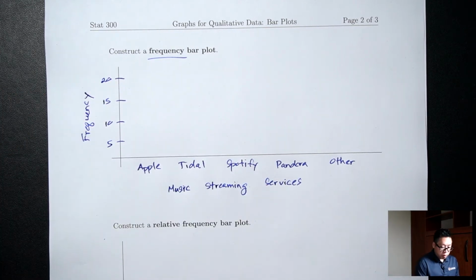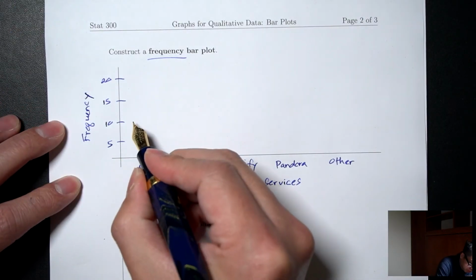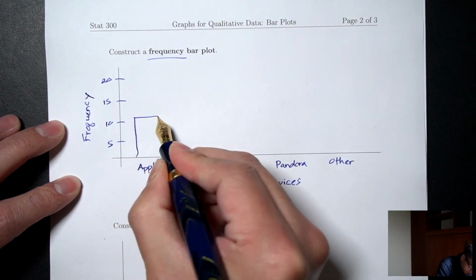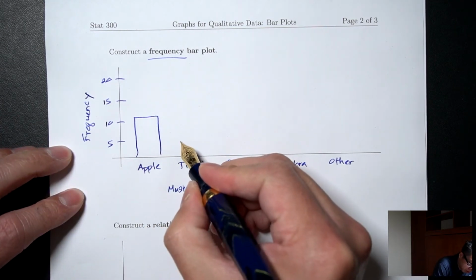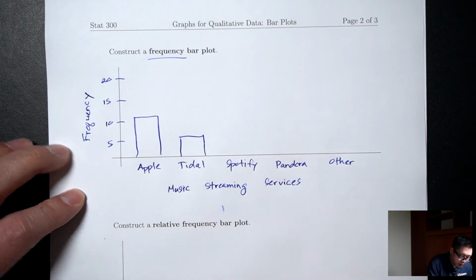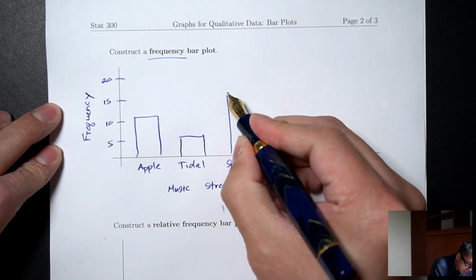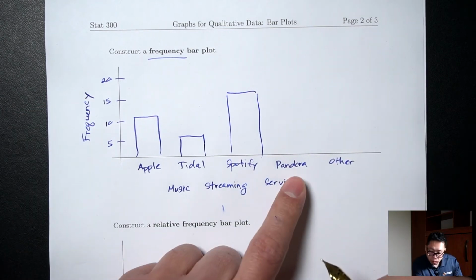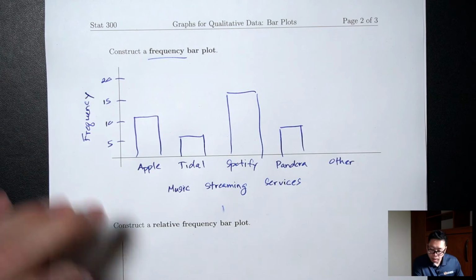Now, for each of these streaming services, we're going to make a bar. Apple has frequency 12. We're going to make a bar of height 12. Tidal was 6, so bar of height 6. Spotify, 16. Pandora, 9. Other was 2.